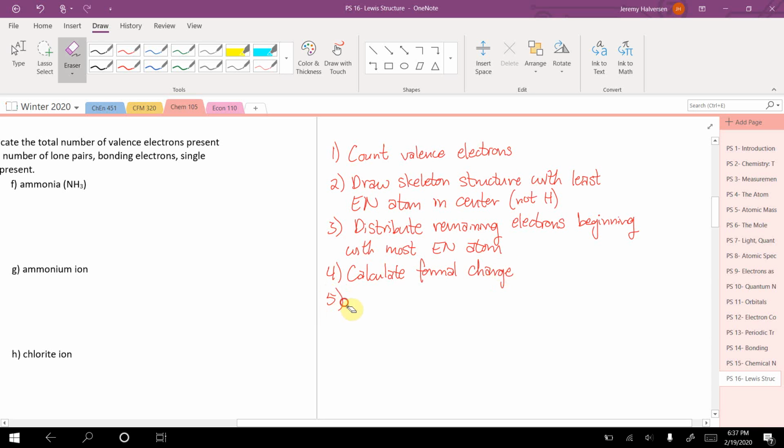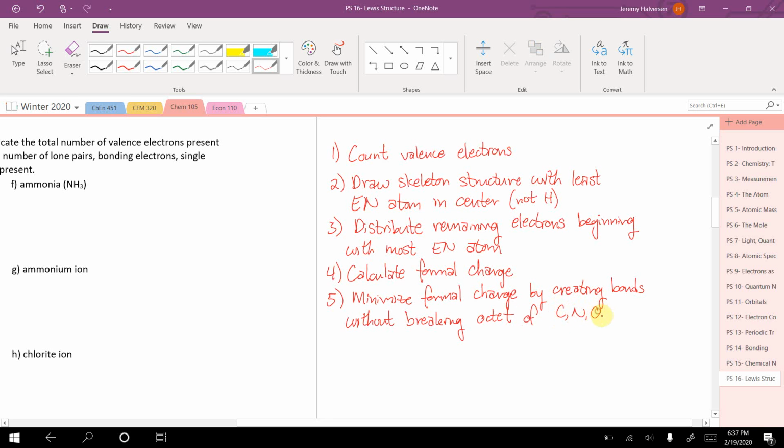And then lastly, we are going to minimize formal charge by creating bonds. And that means creating double or triple bonds where there were previously only single bonds in the skeleton structure, and I'm going to say without breaking the octet of carbon, nitrogen, oxygen, or fluorine.